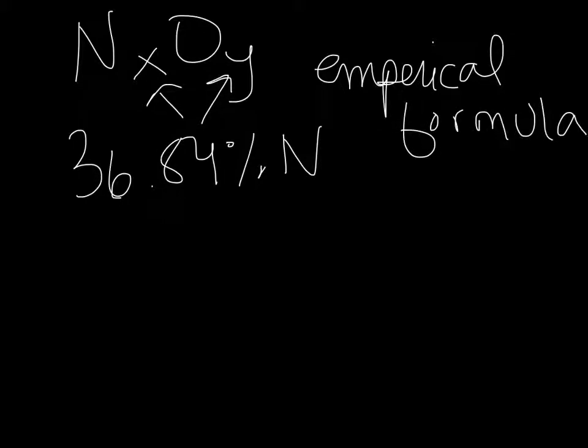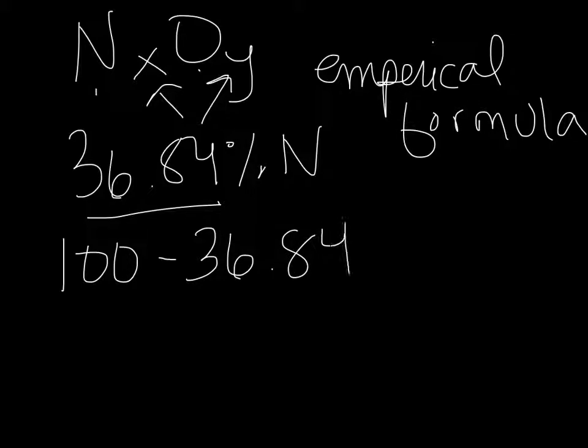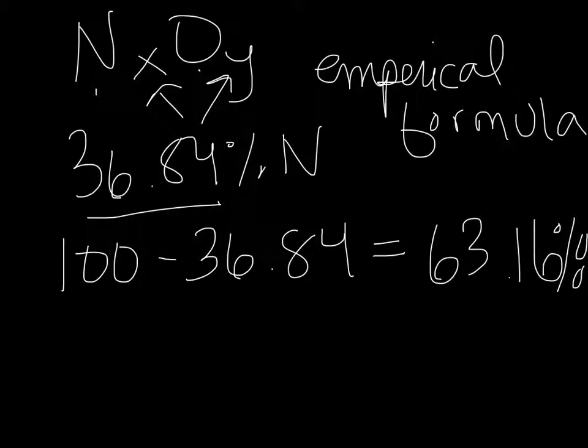So I assume with percents that all percents are out of 100. I have two elements here, nitrogen and oxygen. So if my nitrogen makes up 36.84%, 100 minus 36.84 should be my percent of oxygen. That leaves me with 63.16 for my percent of oxygen. So I have 36.84% nitrogen, 63.16% oxygen.